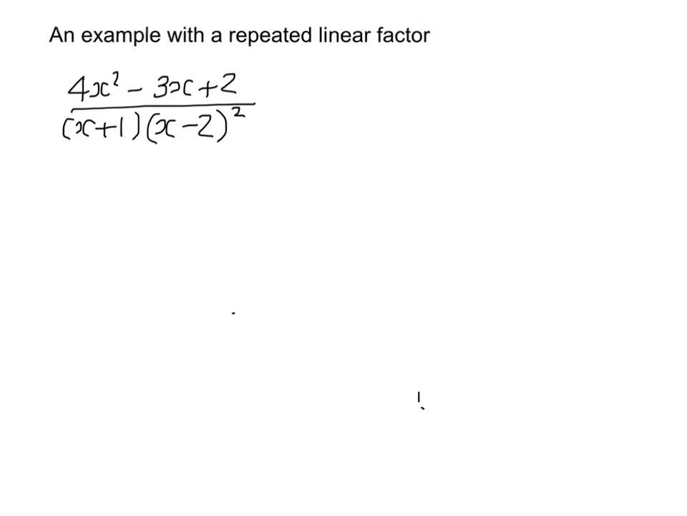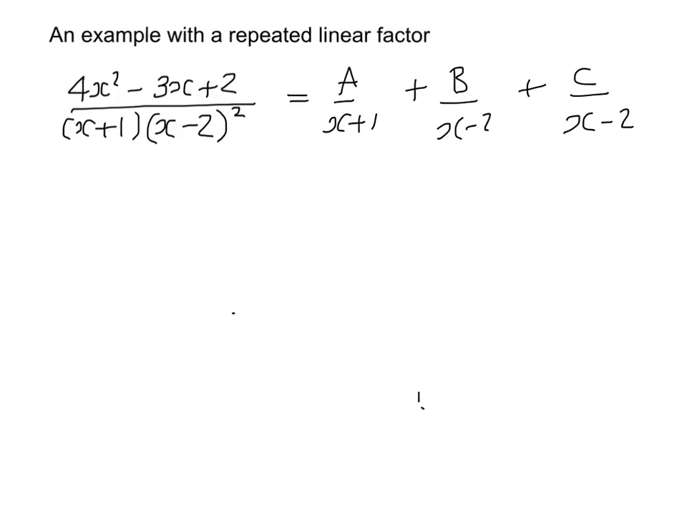So here we've got a repeated linear factor. What I mean by that, we've got an x minus 2 squared, so we've got x minus 2 times x minus 2. So it may be tempting just to write that as A over x plus 1 plus B over x minus 2 plus C over x minus 2.